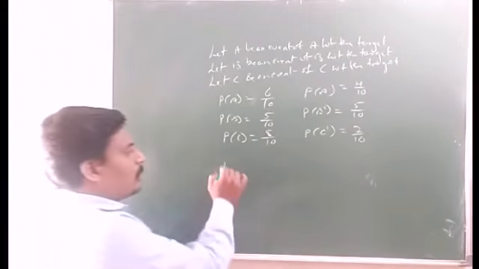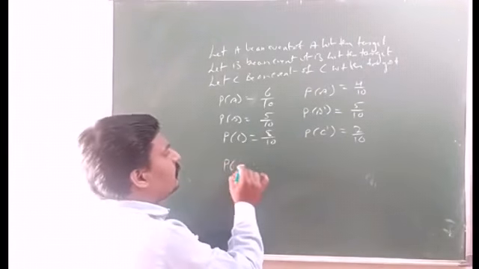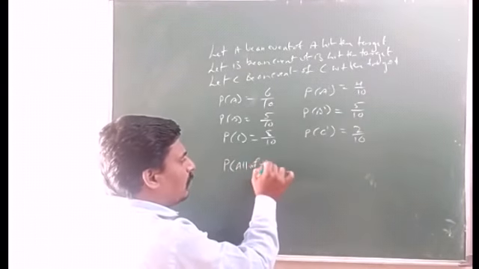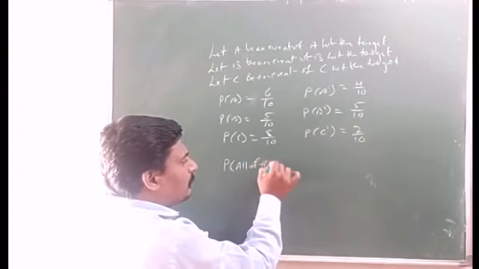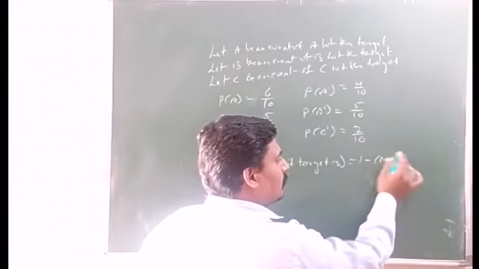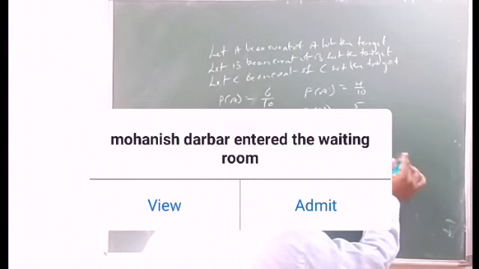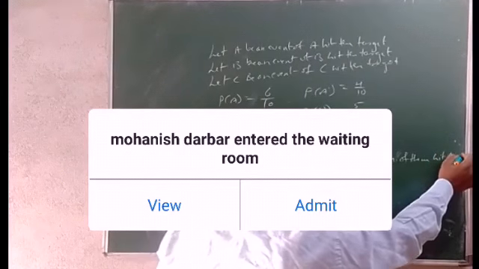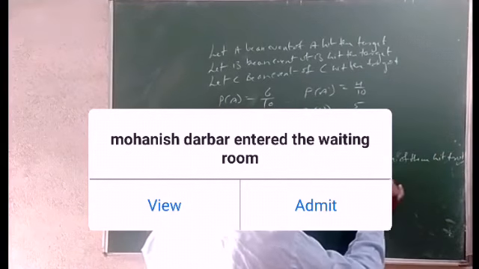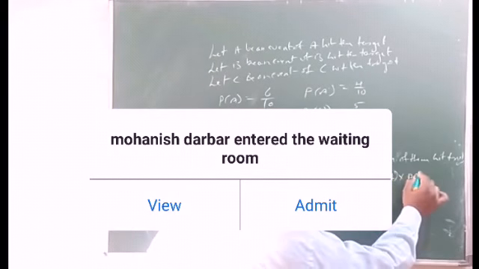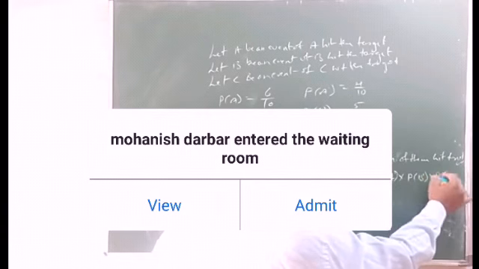So now probability of all of them hit target is 1 minus none of them hit target. That is 1 minus P of A dash into P of B dash into P of C dash.